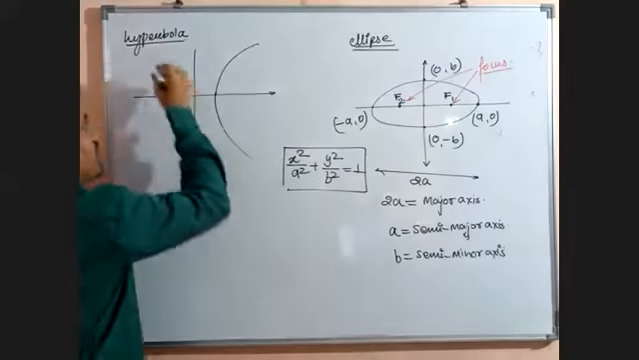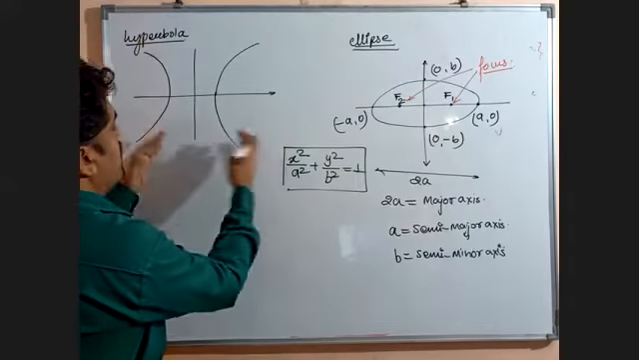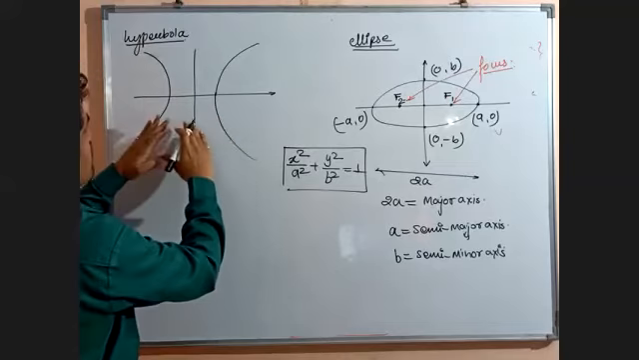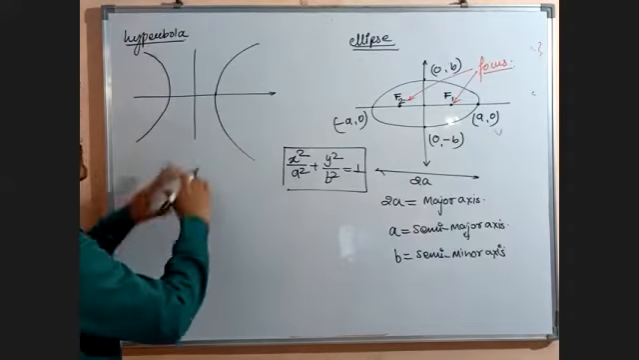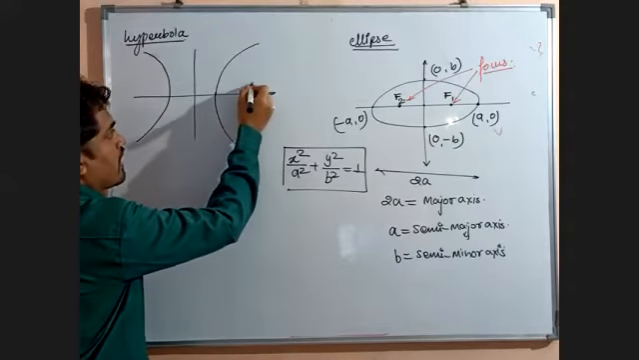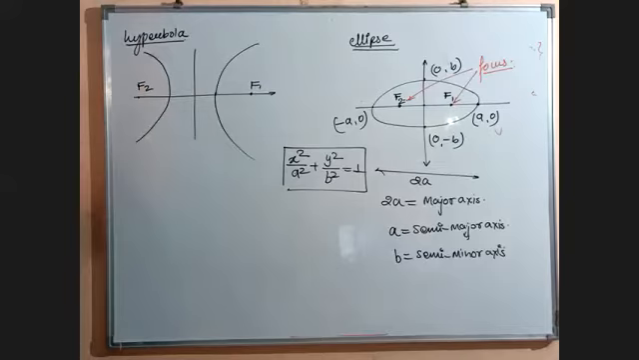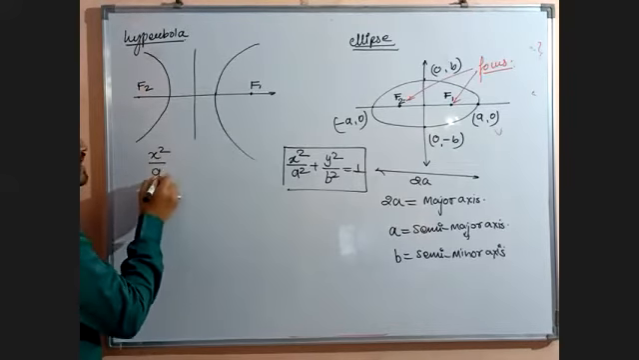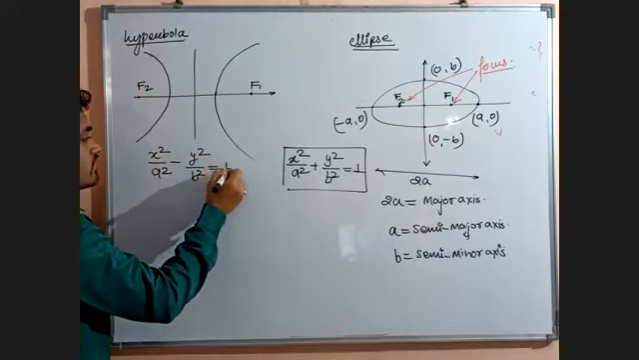It is similar to the hyperbola, but a little bit different. It is similar to the parabola, but it's a little bit different. In hyperbola we have two parabola-like branches, and the graph is totally different. It has two foci, F1 and F2. The equation of this type of hyperbola is x square by a square minus y square by b square equal to 1.